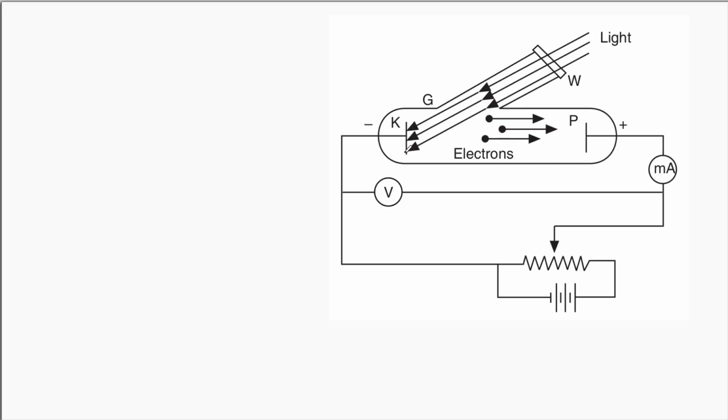When light is made to shine on the metal surface, it starts emitting the electrons, and these electrons move towards the anode since it is positive with respect to the cathode. So these electrons establish a current in the circuit. The current can be measured using the ammeter. We call it the photocurrent.